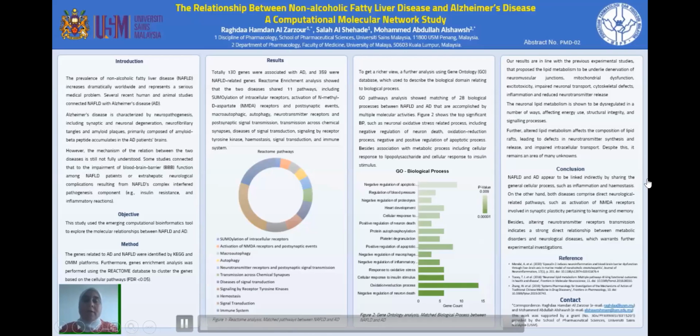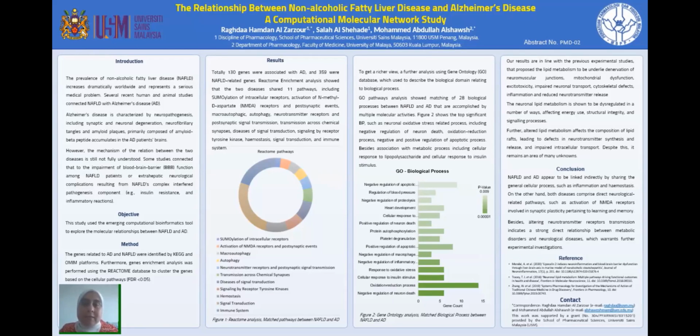Zarzour. I am here today to present my poster aiming to illustrate the relationship between non-alcoholic fatty liver disease, which is the hepatic manifestation of metabolic syndrome, and Alzheimer's disease, the most common type of dementia. Since the precise relationship between the two diseases is still not fully understood, our main objective is to explore the molecular relationship between them. Our method depends on using emerging computational bioinformatic tools. On to the results, 130 genes were associated with Alzheimer's disease and 359 were NAFLD-related genes.